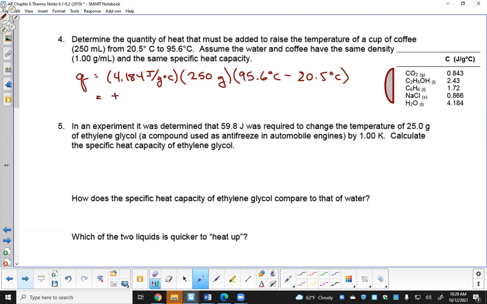So maybe 78,555 joules, positive value, but let's do sig figs this time. 4 sig figs, 2 sig figs, and when you subtract, you can get 3 sig figs over there. Let's go with the 2 sig figs.